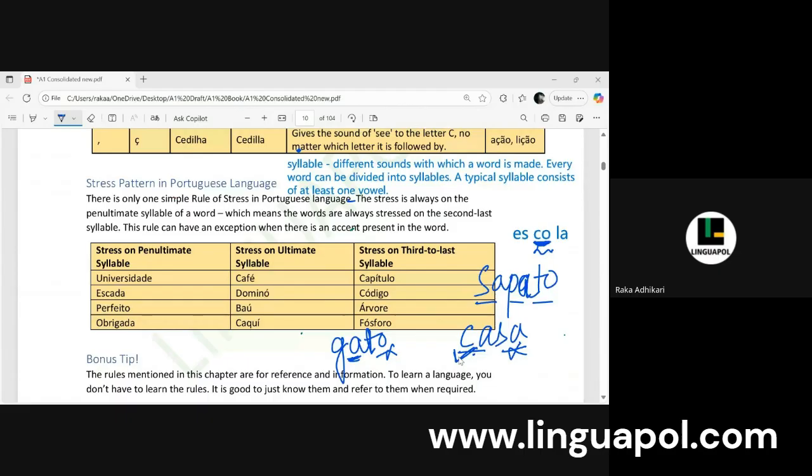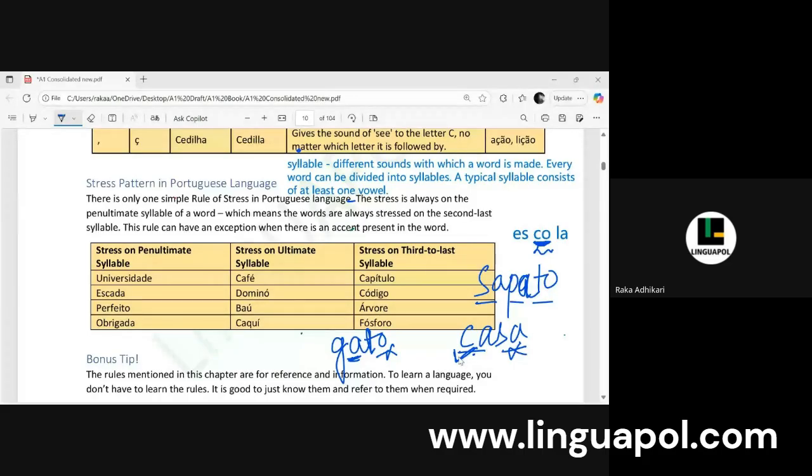So I'll repeat this. If we do not have any accent in a word, then by default the stretch is on the second last syllable. Like all the words we saw here: escola, sapato, casa, gato. In these words, there were no accents. But in case we have an accent in any word, specifically accent agudo, the accent that is responsible to stretch the sound of the vowel, then we will stretch the sound of the particular vowel with which the accent agudo is present.